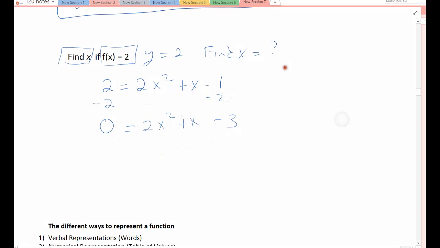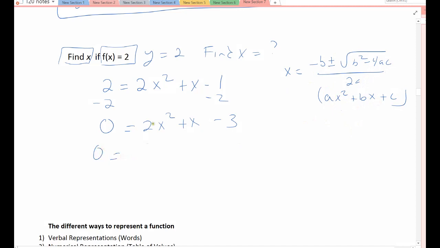You could also use the quadratic formula. Remember the quadratic formula, opposite of b plus or minus the square root of b squared minus 4ac all over 2a. Where those numbers come from: a is with the x squared term, b is with the x term, and c is the constant. You can plug it in there and solve for your x values that way.